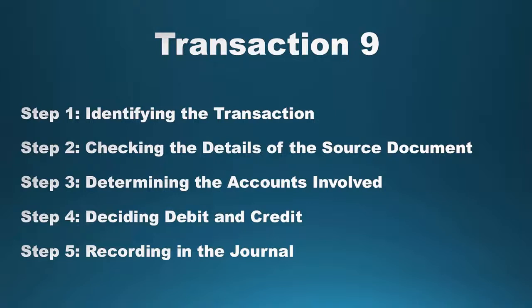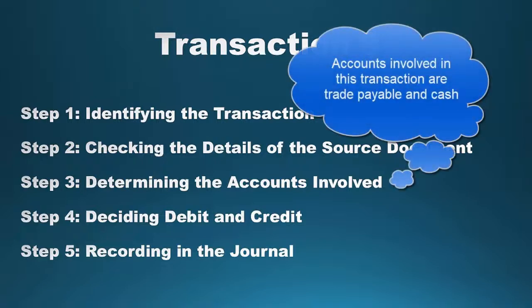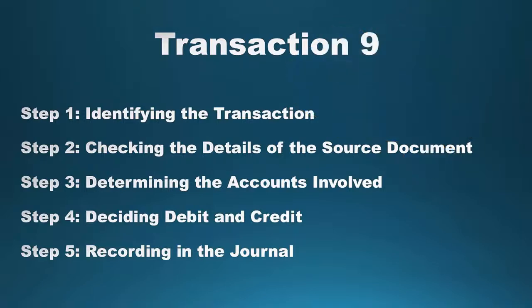Step 3. Determining the accounts involved. Now, let's identify the accounts affected by this transaction. Account 1. Trade payables account. This is a liability account because it represents the money owed to the supplier. Since Neelam is paying part of the amount owed, the liability decreases. Account 2. Bank account. This is an asset account because cash is used to make the payment and the cash balance decreases.